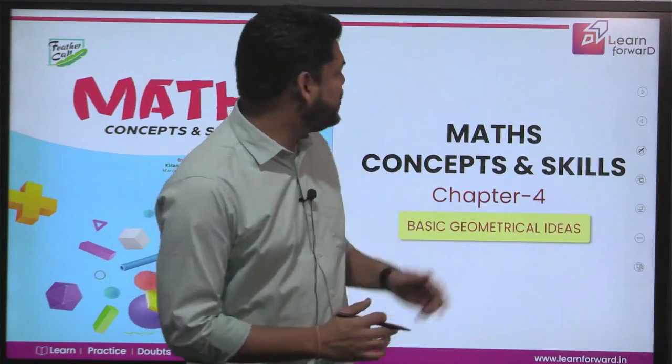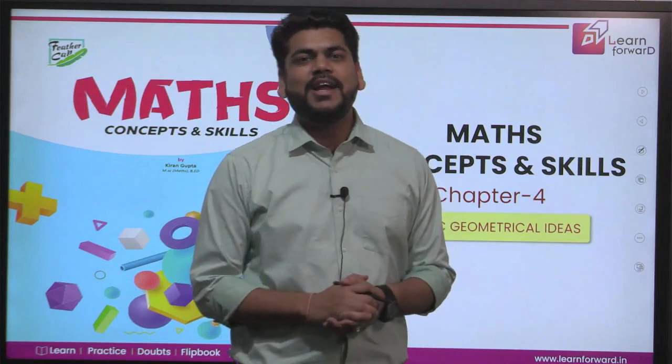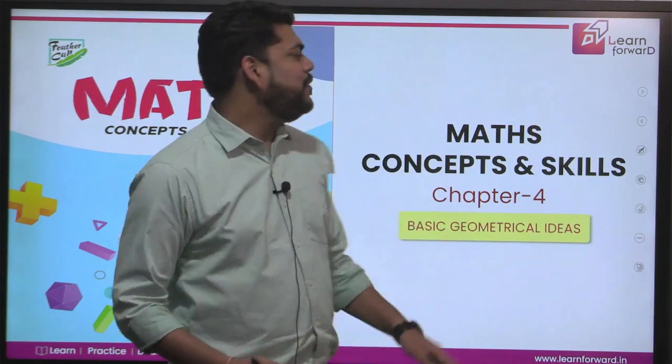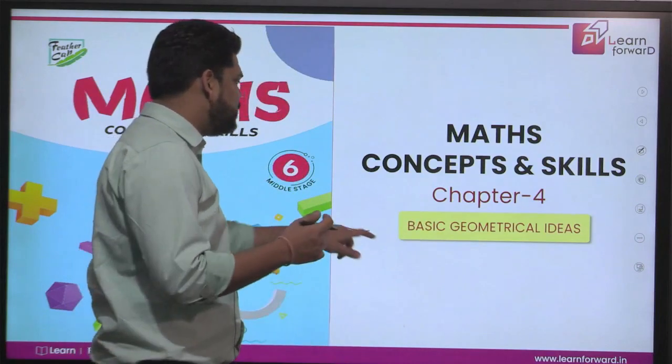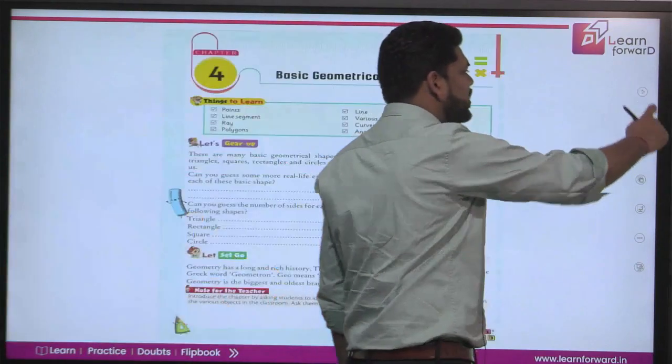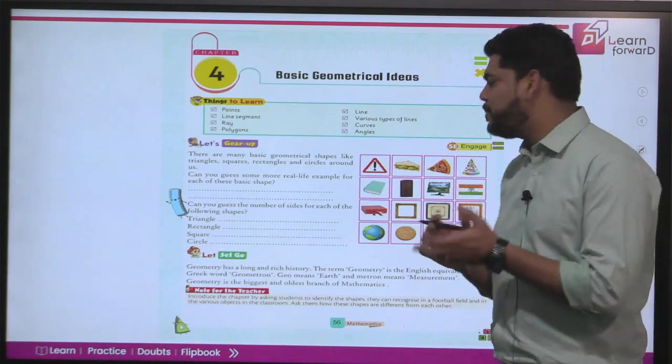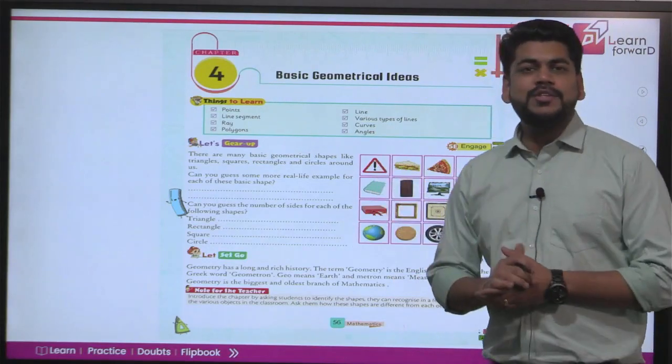Today we'll be doing chapter number 4, Basic Geometrical Ideas of class 6 from Learn Forward Feather Cap. Before starting with the different concepts of basic geometrical ideas, let us see the different images that are shown in our chapter. First is the road signboard, right?